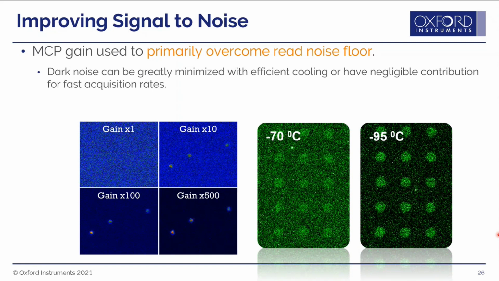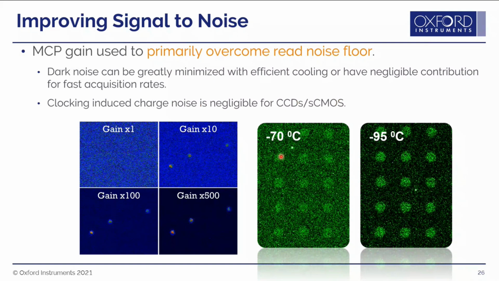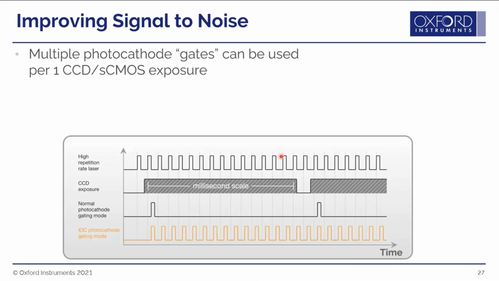And then the dark current itself, or dark noise, we can generally minimize through cooling our sensor. Basically, the cooler you make your sensor, the more you minimize this dark current. Dark current tends to be less of an issue as well, because if you're running relatively quickly, there's not much time for dark current to accumulate. So running fast can help minimize dark current too. Also, clock-induced charge noise is relatively negligible in CCD and sCMOS, so it's less of a concern.